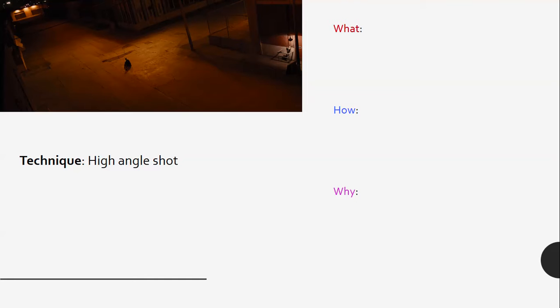So how do I know this? Well, because the camera is positioned in a high angle shot, it's positioned up high. I'm looking down at Will, and he looks very, very small, and really powerless, really weak. Because that's the effect of a high angle shot, is to make the subject look weak or look powerless. So the fact that we see Will in this way shows that he has no power in this situation. He has no control. So why is that important?